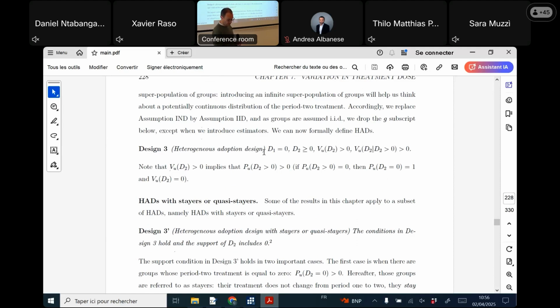So formally, we're going to define heterogeneous adoption designs as follows. D1 is equal to 0, so nobody is treated at period 1. D2 is weakly positive. And then we have that the treatment dose at period 2 varies, and it also varies among the treated groups. And that's really this condition here that distinguishes a heterogeneous adoption design from a classical design.